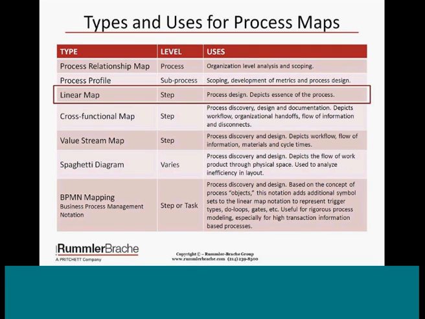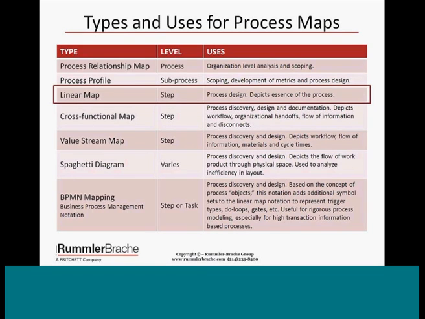Process profile, also called a sub-process map, is a fundamental tool for scoping process and is used as an input into the linear map. The linear map, which we cover today, depicts the essence of the workflow. It's primarily used for process design. So the linear map, and I have it highlighted, is really the backbone for all these other maps I'm going to discuss that you may encounter in your analysis.